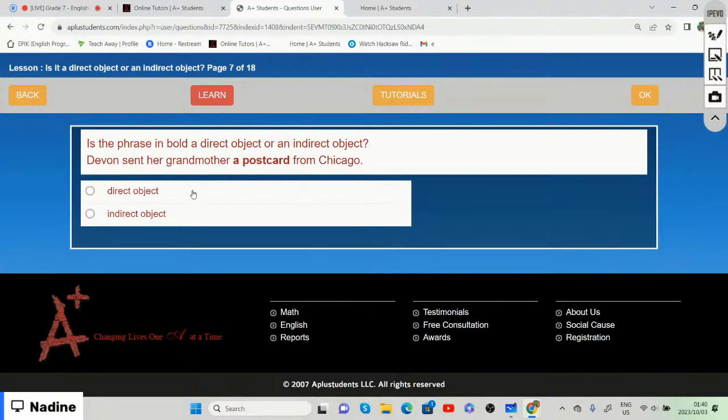Devon sent her grandmother a postcard from Chicago. Is this a direct object or indirect object? A postcard. So what was sent? That is the question you need to ask. What was sent? So we can say a postcard. So it is a direct object.